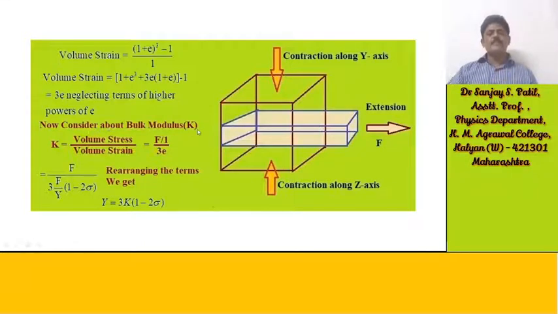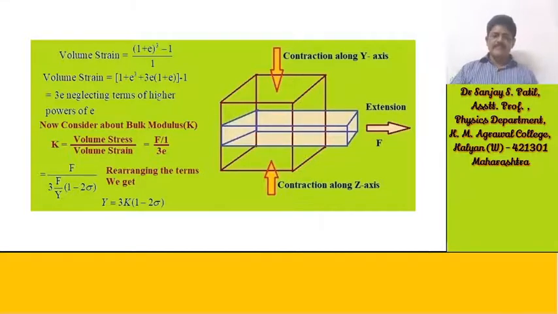Now consider bulk modulus, denoted with the letter capital K. So capital K is equal to volume stress divided by volume strain, which is equal to capital F divided by 3E, which is equal to capital F divided by 3 into capital F divided by Y into bracket (1 - 2 sigma). So rearranging the terms, we get capital Y is equal to 3K into bracket (1 - 2 sigma). So this is the relationship among elastic constants, that is Young's modulus, bulk modulus and Poisson's ratio.